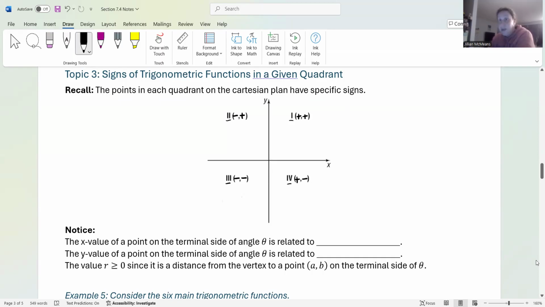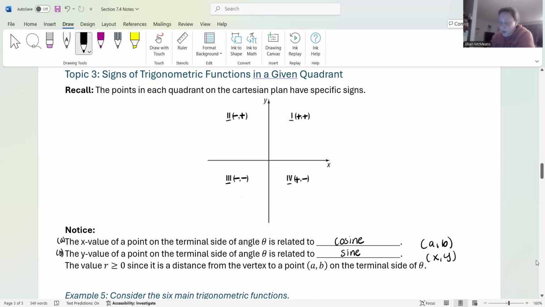Now, by the definition at the beginning of this worksheet, we had some point on the terminal side of the angle that's in standard position, and we called that point A, B, okay? Well, think of the x value as A and the y value as B. When we had that point on the terminal side of our standard position angle, the A coordinate or the x coordinate coincided with cosine, and the B coordinate or the y coordinate coincided with sine. Okay, so again, that's given the point A, B, which is really just x, y.